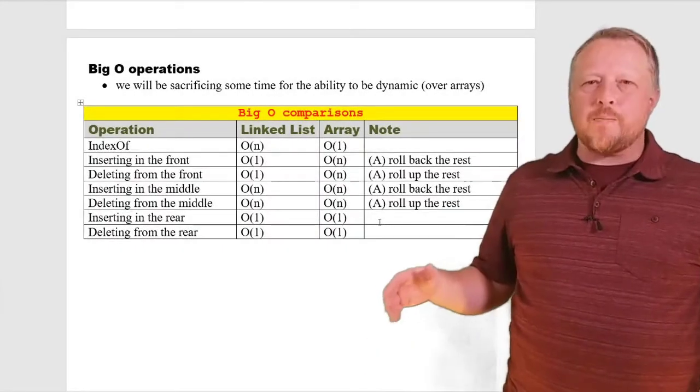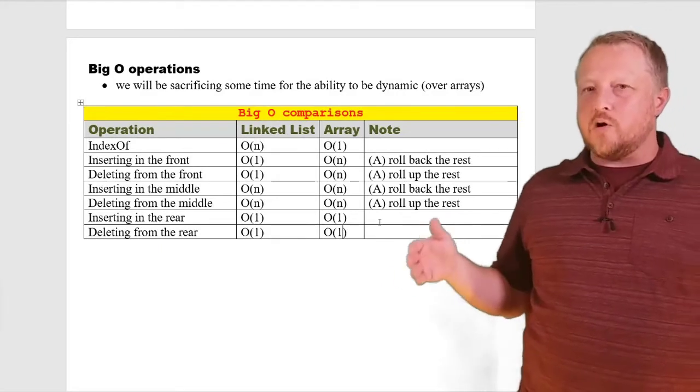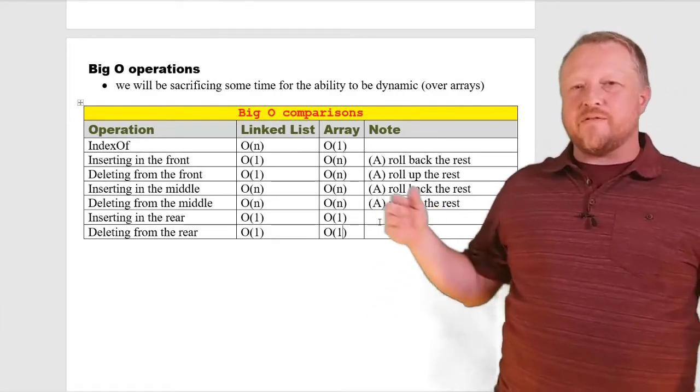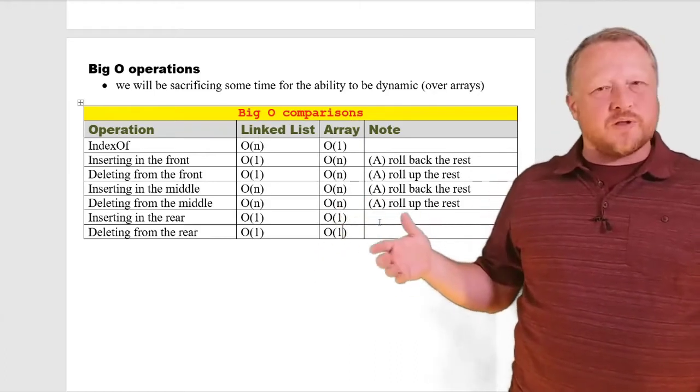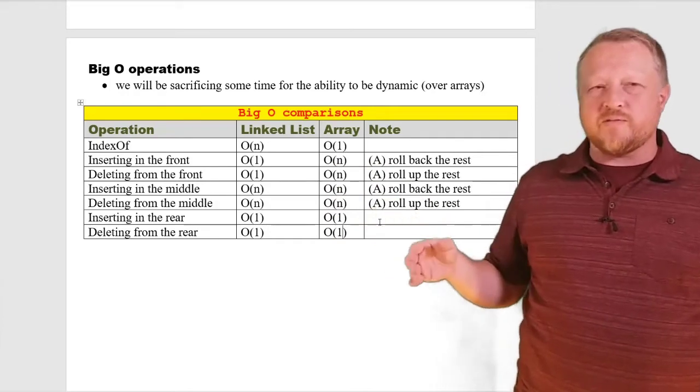So the big O operations that I'm showing you can depend on the linked list data structure that you're given. It may not have a front or a rear pointer or something like that. It might be something different. So these numbers might be slightly off, but bear with me here.